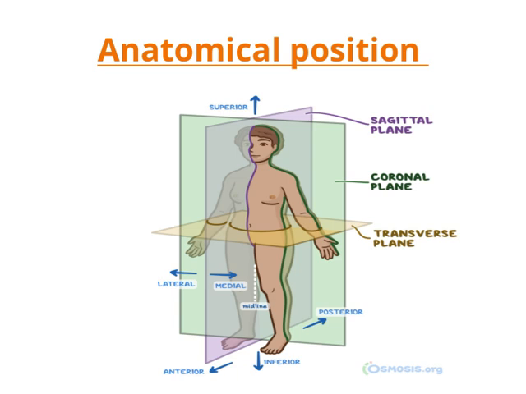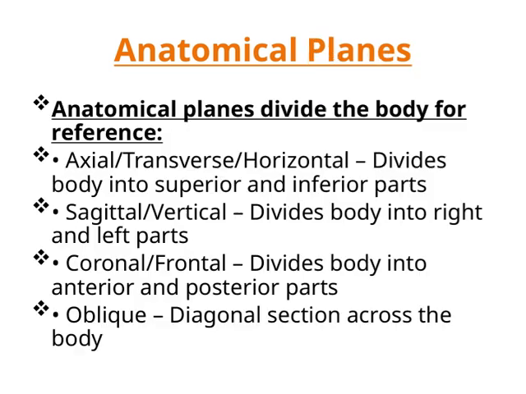This concept ties into the overall theme of learning how the body is organized and how we can describe its parts accurately. Let's take a closer look at the anatomical planes that we use to divide the body for reference. First, we have the axial, transverse, or horizontal plane, which divides the body into upper, or superior, and lower, or inferior, parts. This plane is really useful when we want to look at sections of the body from a top-down or bottom-up perspective. Next, there's the sagittal or vertical plane, which divides the body into right and left halves.